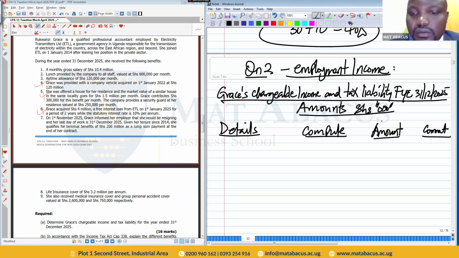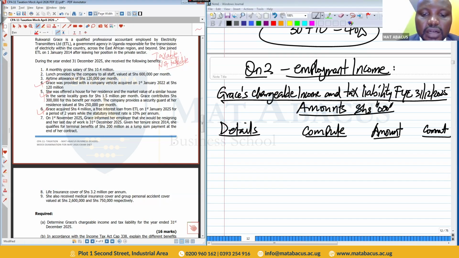Now, the amounts that are given here, the examiner is testing whether the amount is either taxable or not taxable. So let's look at it. A monthly gross salary of 10.4 million. So salary is taxable. Now what you also need to note is that employment income is guided by Section 19 of the Income Tax Act. Section 19 provides for taxable benefits and non-taxable benefits.